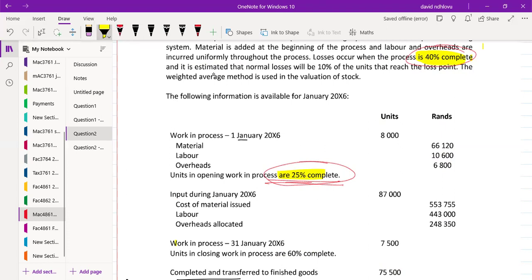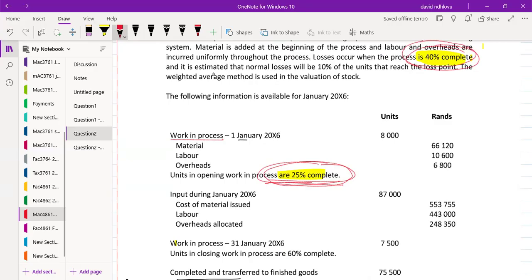Can you please repeat that? Right. So the key thing is to check what is the wastage point, 40%. Then you go to your opening inventory and check the percentage of completion. So when we brought these things from the previous year, they were 25% complete.